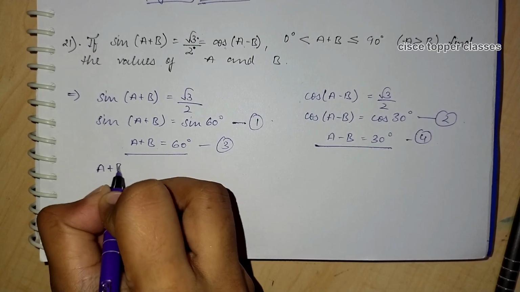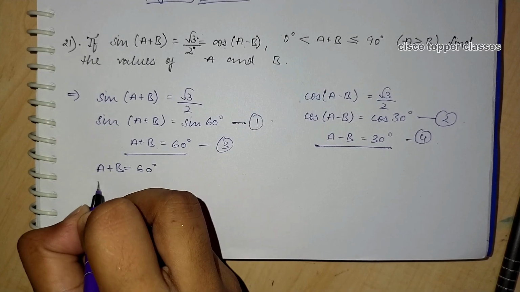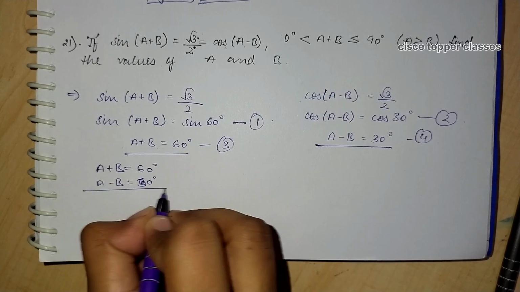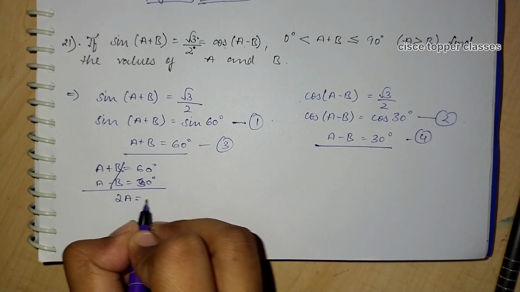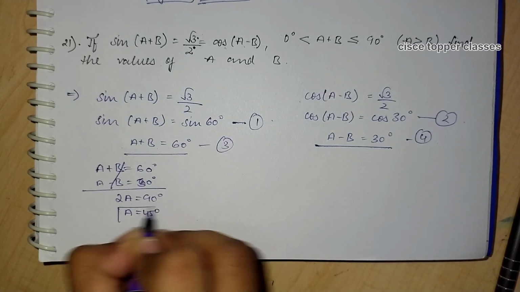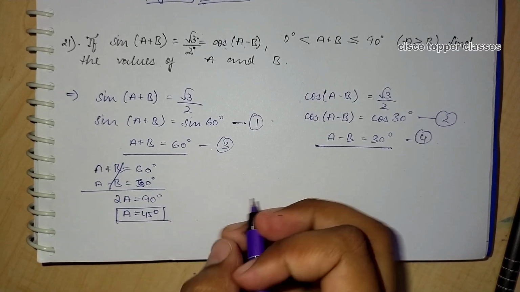On solving, here a plus b is equal to 60 degrees, and here a minus b is equal to 30 degrees. So b will cancel out. We will get 2a as 90 degrees, means a as 45 degrees. So the value of a is 45 degrees from here.